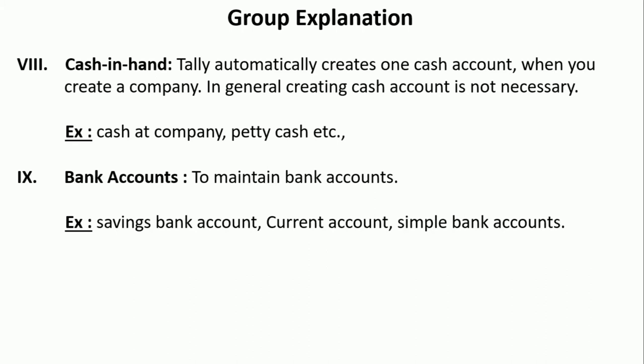First one and the 7th subgroup of Tally is cash in hand. And this cash in hand is to maintain cash of our business. And Tally automatically creates the cash ledger when we create a new company in Tally. When we create one new company in Tally, automatically it adds two ledgers, cash and profit and loss account. And cash ledger comes under the group cash in hand. So creating a cash account ledger is not necessary in Tally.